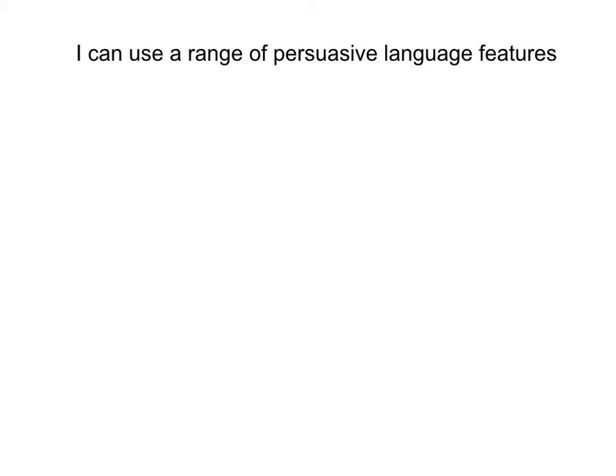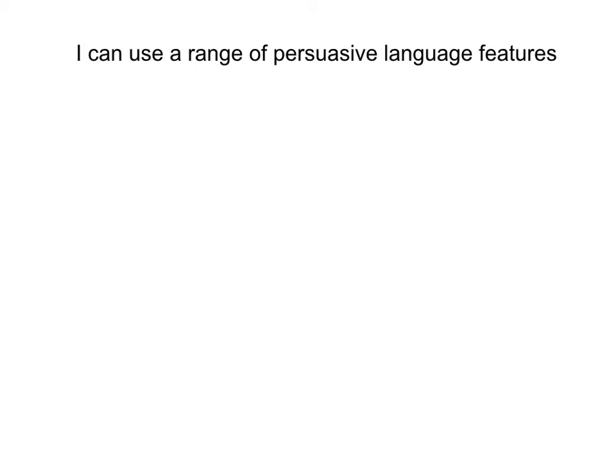In this screencast, you will be learning how to use a range of persuasive language features in your argument. These are really important because these are the things that can convince your reader of your point of view that you are trying to write. So we need to think like an author when we're writing this to have the high impact we want to have on the reader.